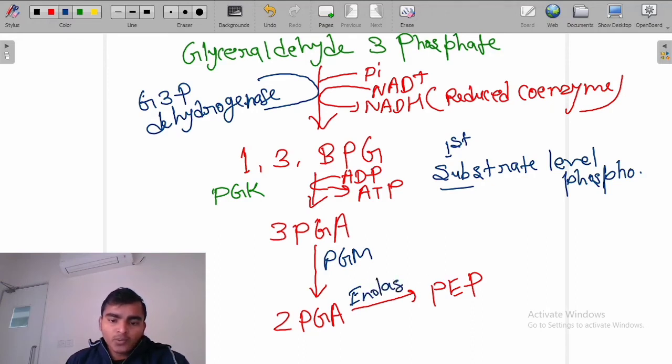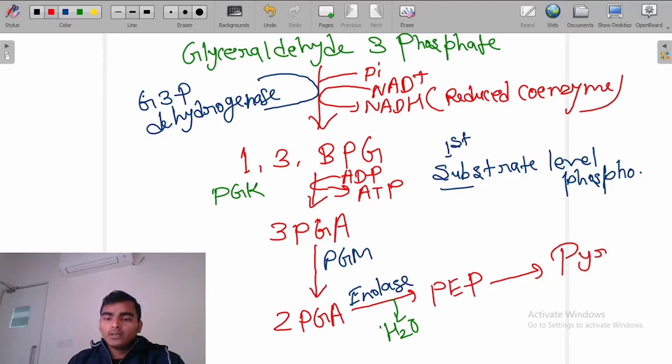Enolase is responsible for the removal of one water molecule. So now we have one water molecule from here. One water molecule we can also get from here. So now we have PEP, phosphoenol pyruvate. Now it's time for the last step of glycolysis. In the last step, PEP will be converted into pyruvate.